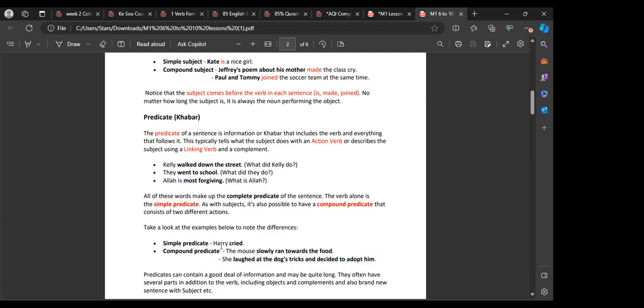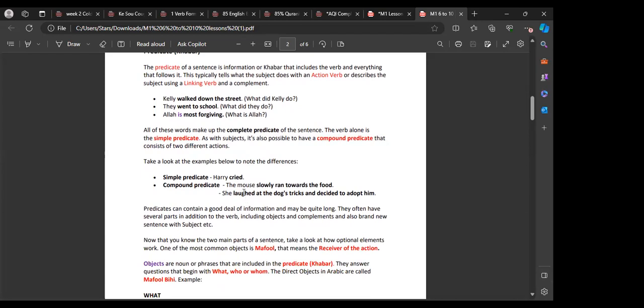So predicates can contain a good deal of information, as we've seen earlier. They often have several parts in addition to the verb, including objects, complements, and even brand new sentences with their own subjects. So it can get a lot more complicated. But as we've said to you before, we're introducing you, and then inshallah, we're going to give you more details and then become stronger and stronger and stronger.